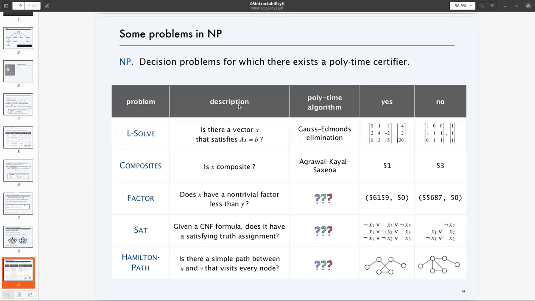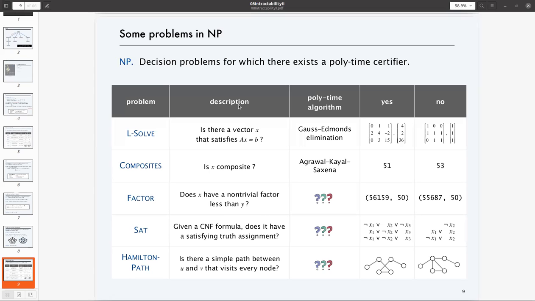You divide by that factor, and the factor is the certificate for that problem. But can the same certificate certify that your given input number is prime? No, it can't. So you need some more certificate.